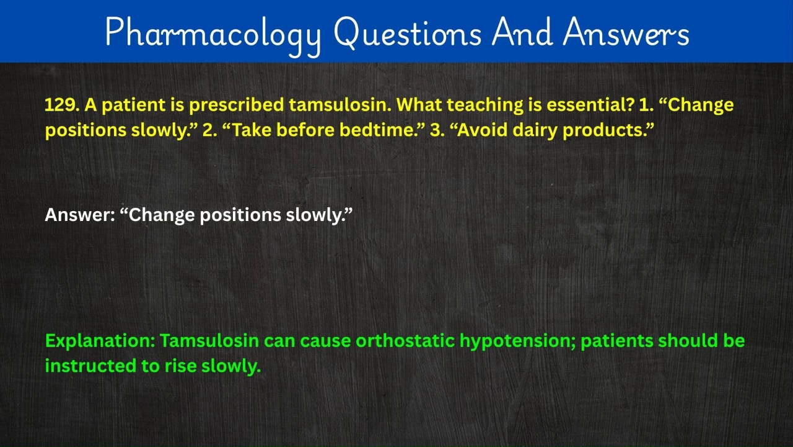129. A patient is prescribed tamsulosin. What teaching is essential? 1. Change position slowly. 2. Take before bedtime. 3. Avoid dairy products. Answer: change position slowly. Explanation: tamsulosin can cause orthostatic hypotension. Patients should be instructed to rise slowly.